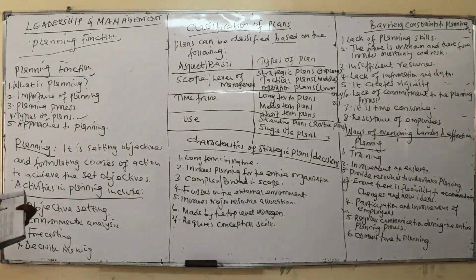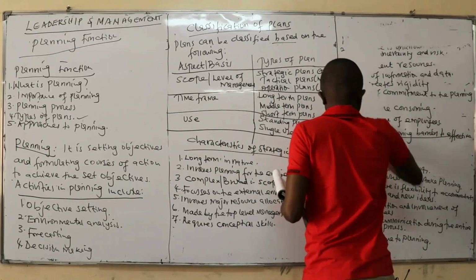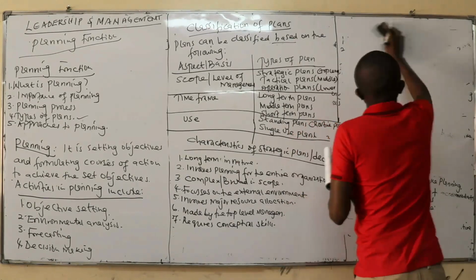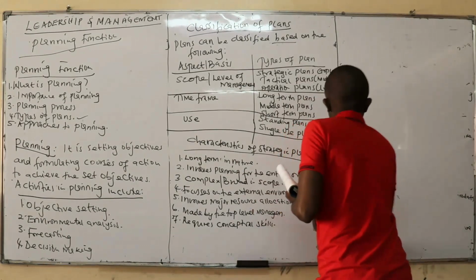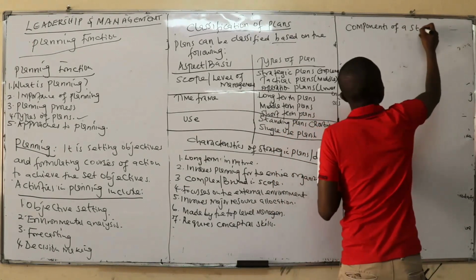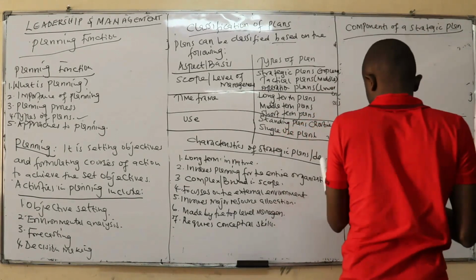Indeed, before we now draw that table to distinguish between strategic plans, tactical plans, and operational plans, I want us to understand these strategic plans. What is included in a strategic plan? Are we together? You need to understand what components make up a strategy. So let's write down components of a strategic plan.